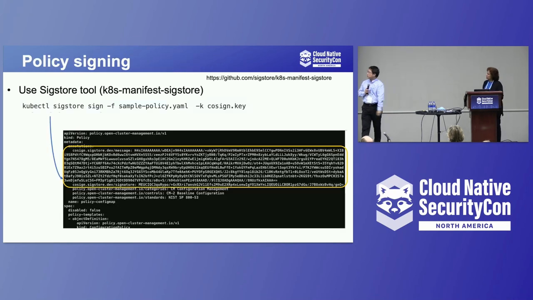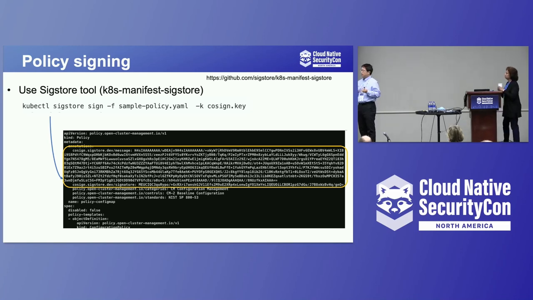Okay, so this is policy signing. So how can we sign the policy? The tool is available in the Sigstore project. It's called k8s-manifest-sigstore. This works as a plugin for the kubectl command. And by using this command, the signature annotation is attached to the policy.